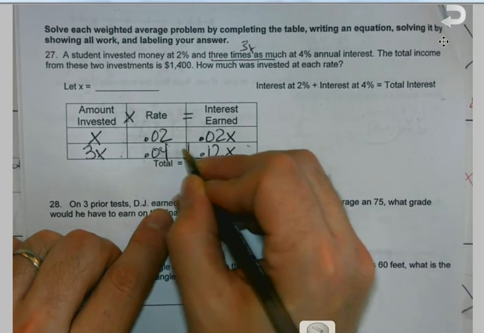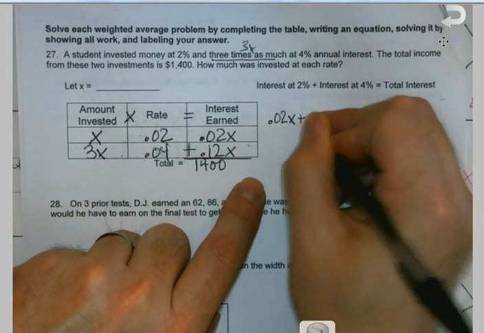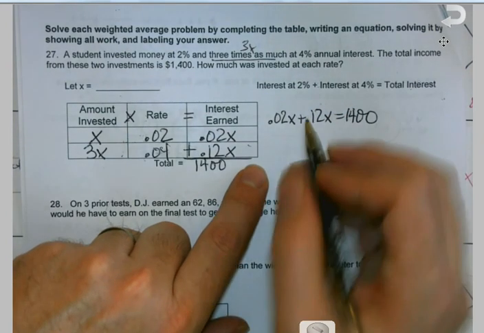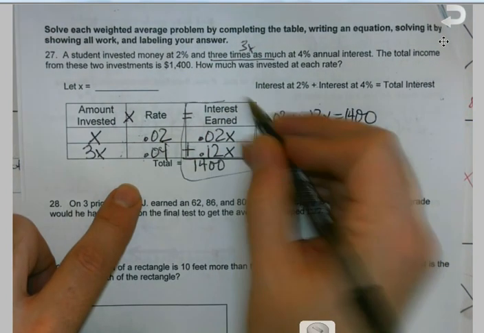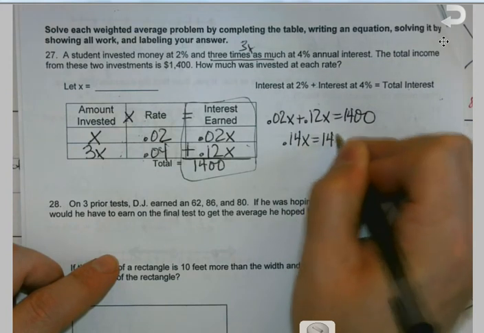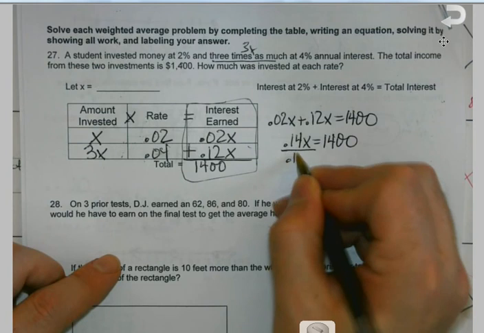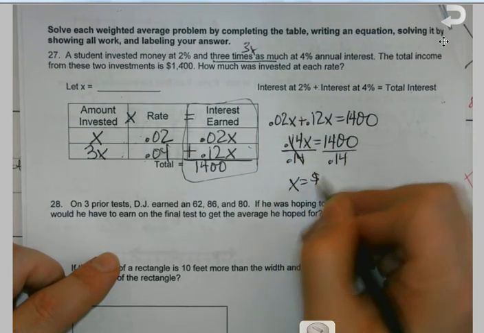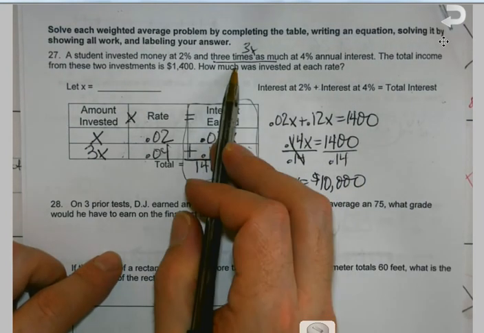And then I add those up. So here's what my equation is. Okay, right. So I multiply across to set it up, and then this last column, I just add down. So what's 1,400 divided by... $10,000 we started with, but again, remember how much was invested at each rate.